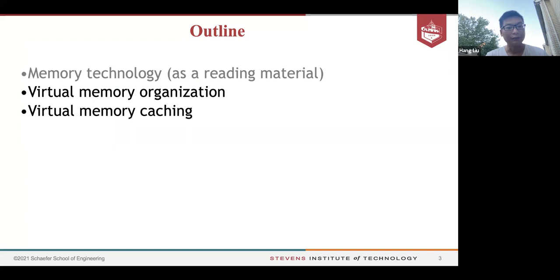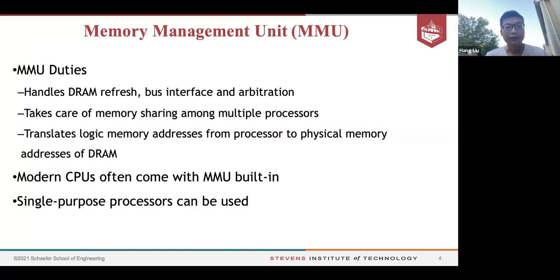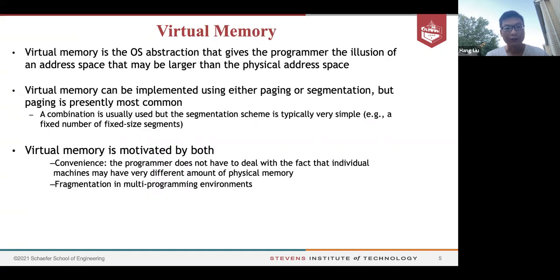So the outline of today's lecture will be virtual memory organization and virtual memory caching. I bet a lot of you know what virtual memory is. Virtual memory is the OS abstraction that gives the programmer the illusion of an address space that might be larger than the physical address space. Virtual memory can be implemented using either paging or segmentation, but paging is mostly used. The combination is also used, but the segmentation scheme is typically very simple.